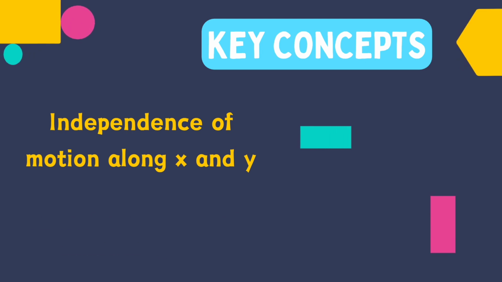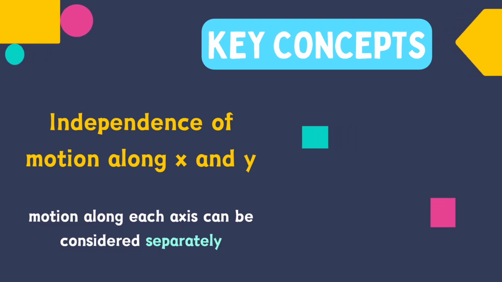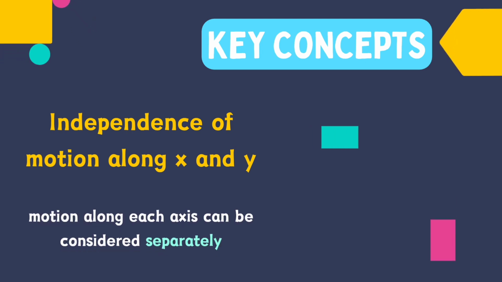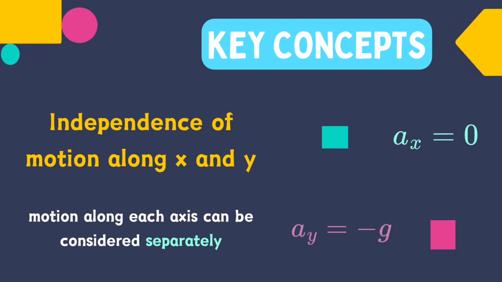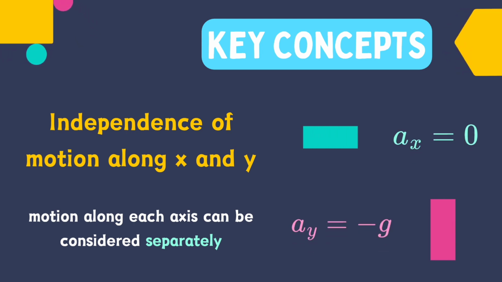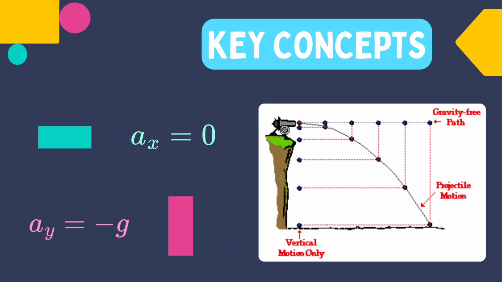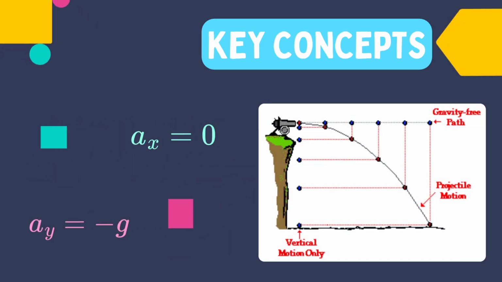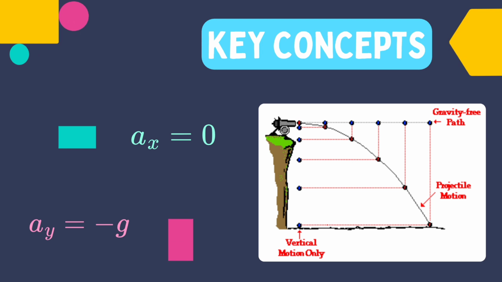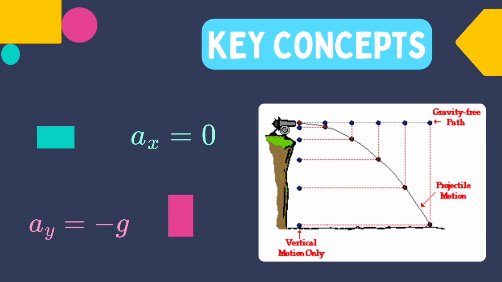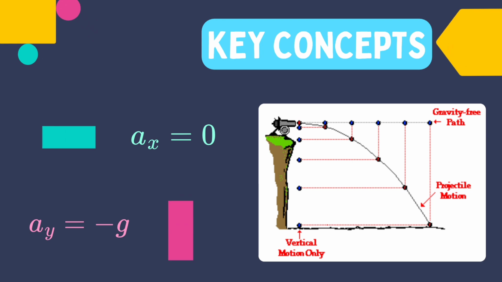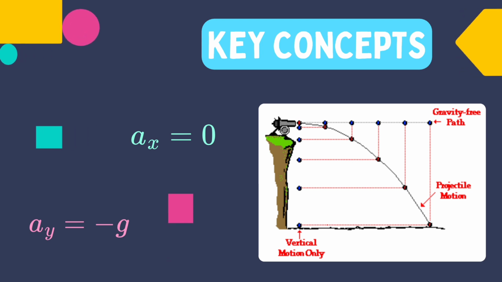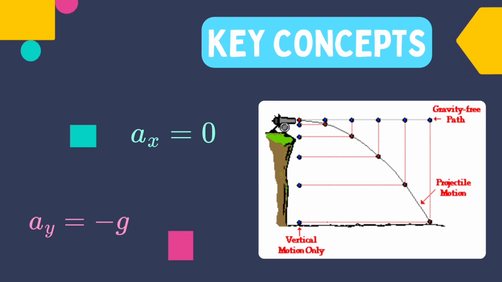The second key concept we need to apply is the independence of motion along x and y. This just says that the motion along each axis can be considered separately. Since we assume that only the downward force of gravity is acting on the projectile, we must have that ax is equal to 0 and ay equals -g. We can see this more clearly by looking at this diagram. Along x, there is no force, so the particle does not accelerate along that direction, instead traveling uniformly. However, along y, gravity accelerates the particle, increasing its speed. When we superimpose these motions, we get the path of a projectile.